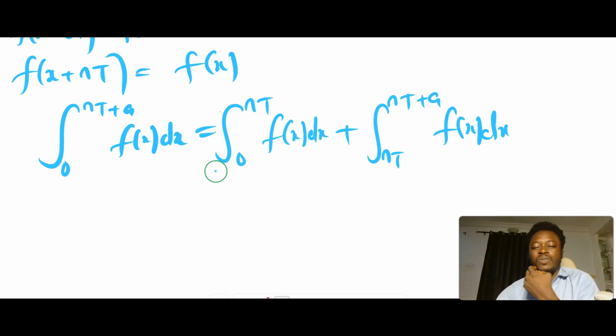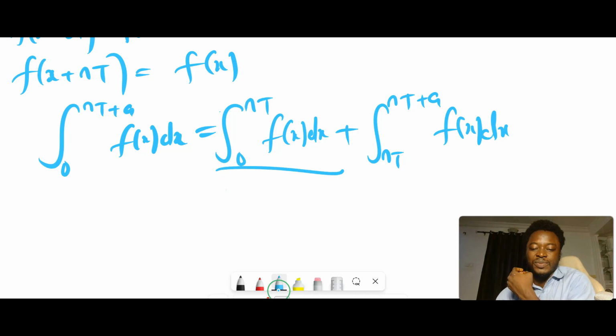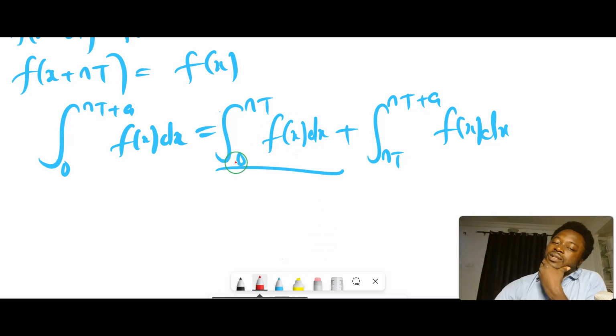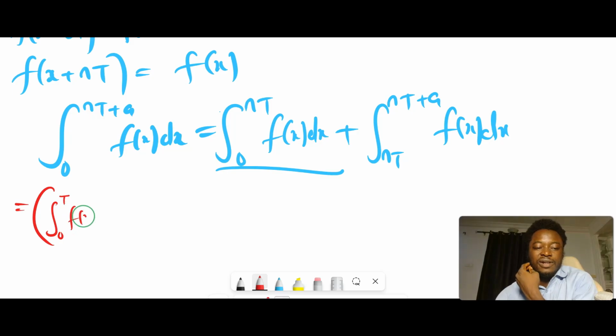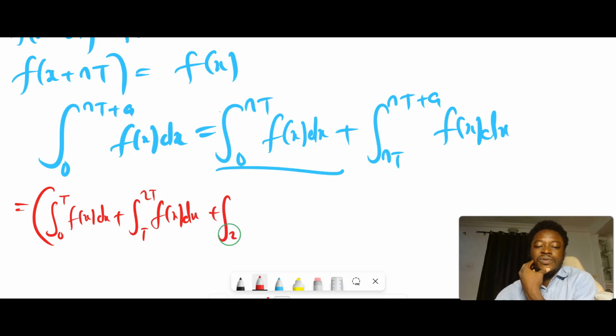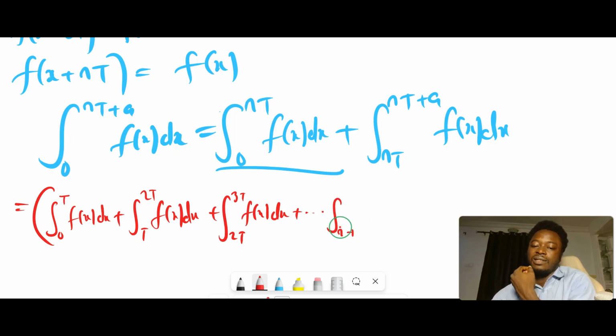On this first part, we're going to break it down into n smaller intervals, because we are going from 0 to nT. So this is equal to the integral from 0 to T of f of x dx, plus the integral from T to 2T of f of x dx, plus the integral from 2T to 3T of f of x dx, and you can go further, up to the integral from (n minus 1)T to nT of f of x dx.